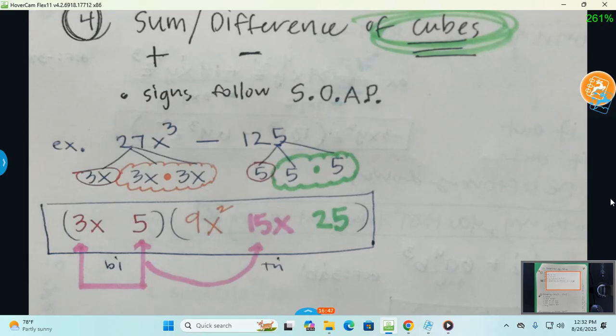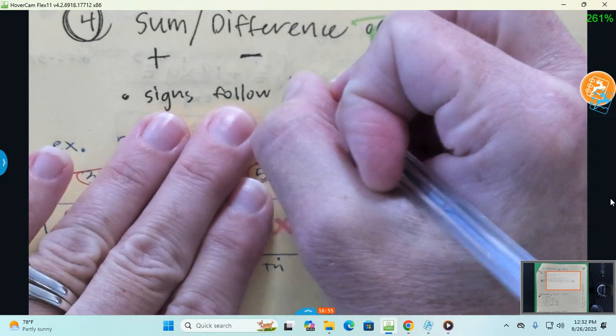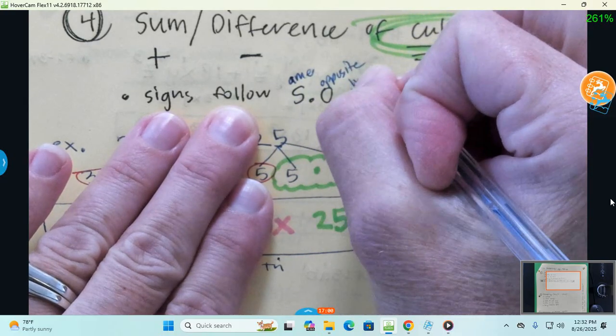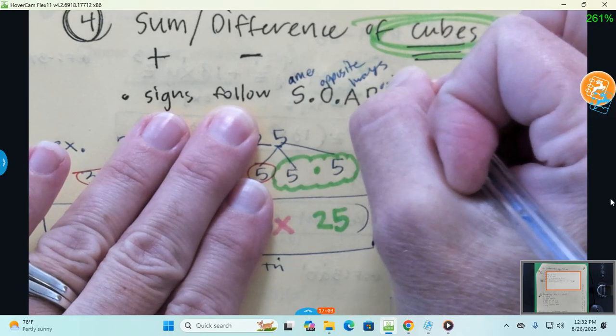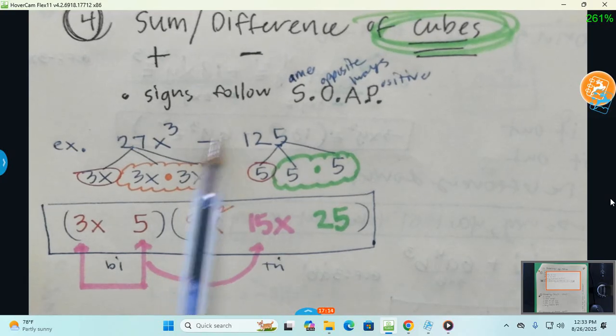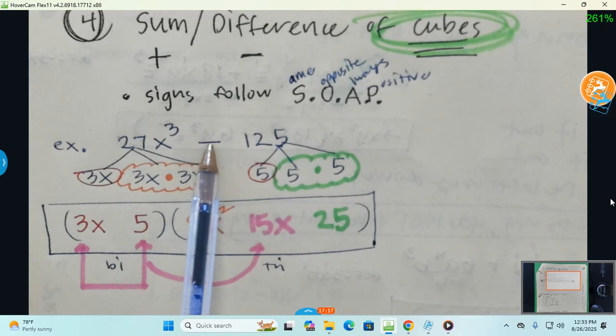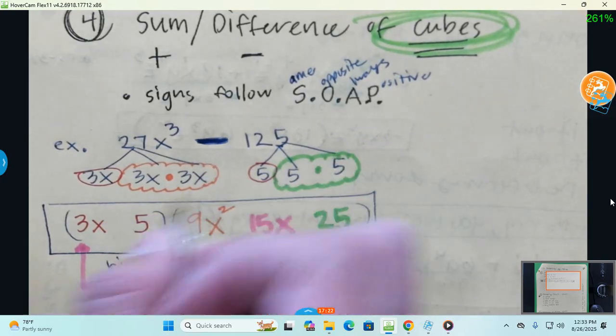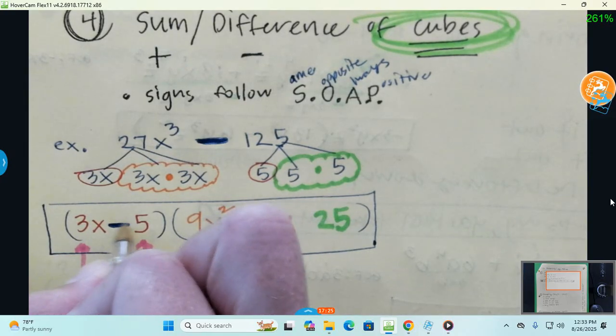Now, your signs, I haven't done any signs yet. Notice I hadn't even looked at it, really. The signs follow SOAP. What that stands for is same, opposite, always positive. In other words, the first sign is the same as what the problem stated. So what did this problem state? Subtract, right? So the first sign is the same as what you're given. So since I was given a subtract, this one is the same.